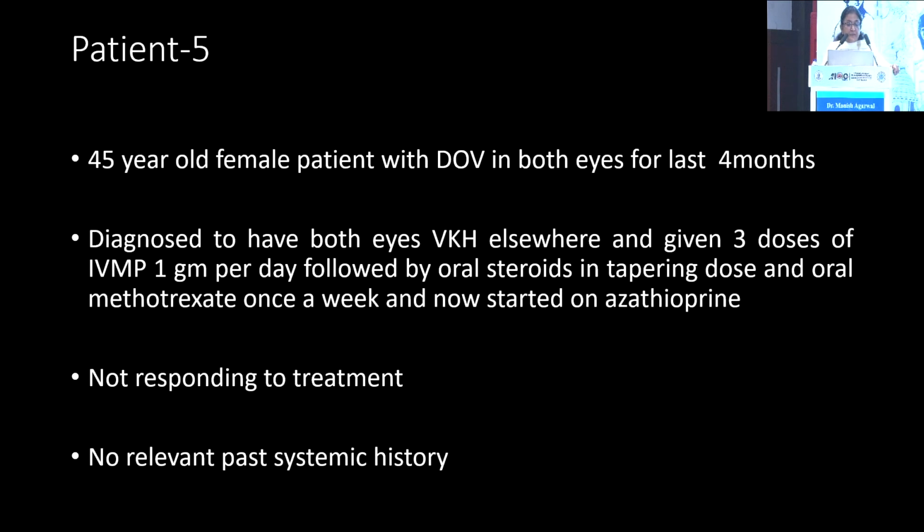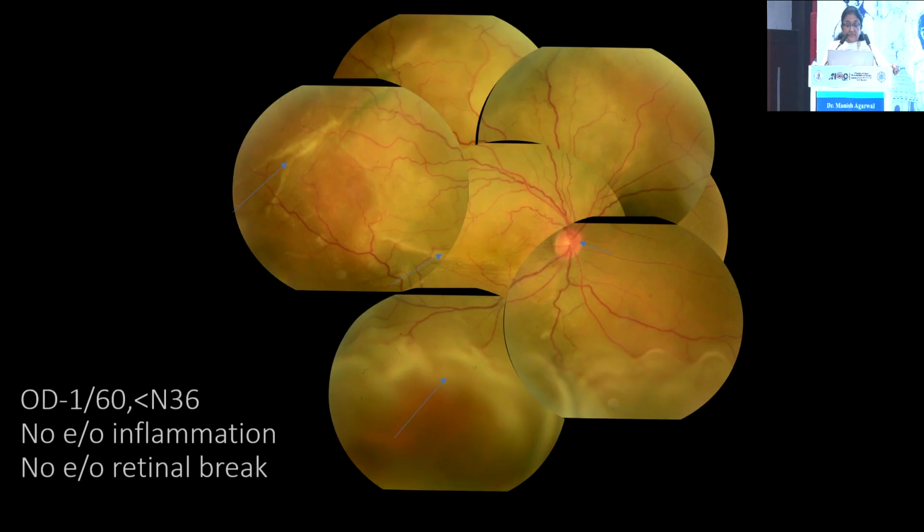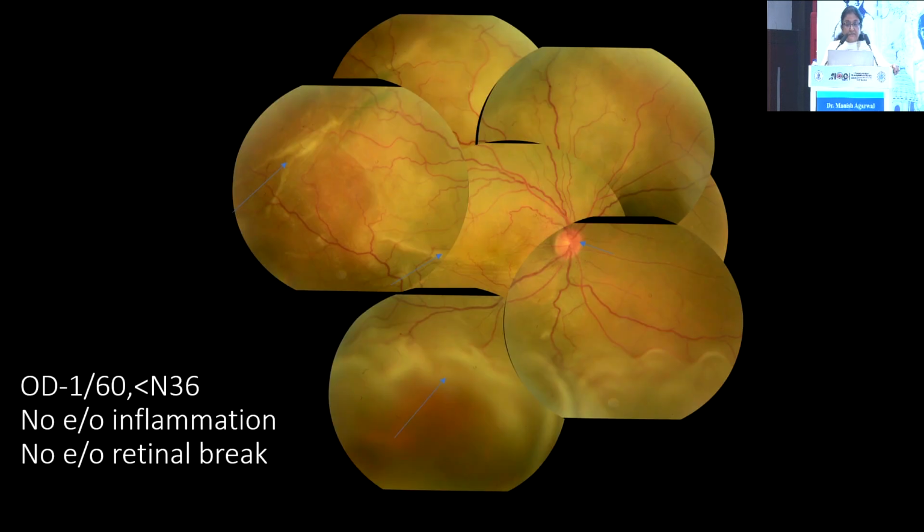This is my last patient, diagnosed to have VKH and treated with a high dose of steroids, and the patient was not responding, so she was subsequently treated with methotrexate, still not responding, so azathioprine was added. And there was really absolutely no relevant past systemic history. There was an extensive exudative retinal detachment that you find in the right eye. You also have a hyperemic disc which can confuse you with an inflammatory pathology.